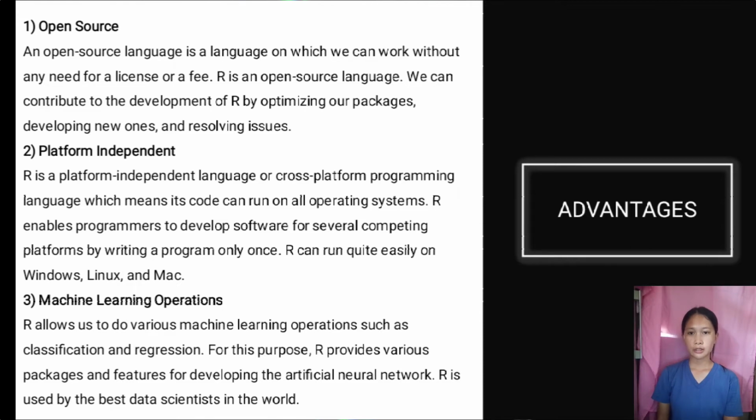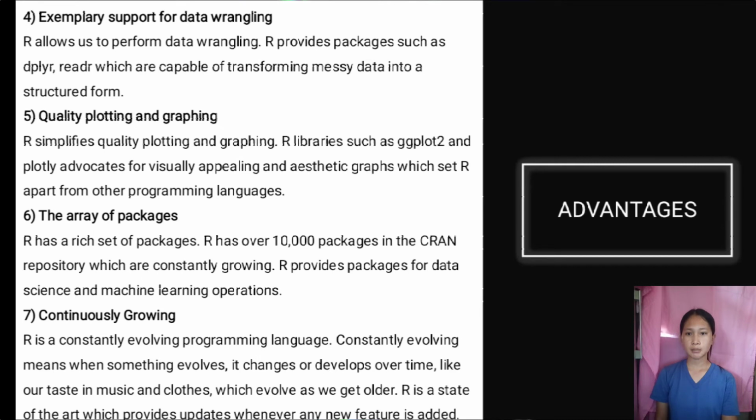The third one is machine learning operations. R can be used for machine learning as well. The best use of R when it comes to machine learning is in case of exploration or when building one-off models. Next one is the exemplary support for data wrangling.